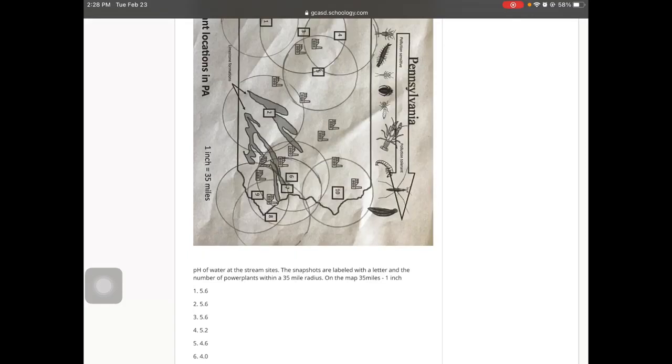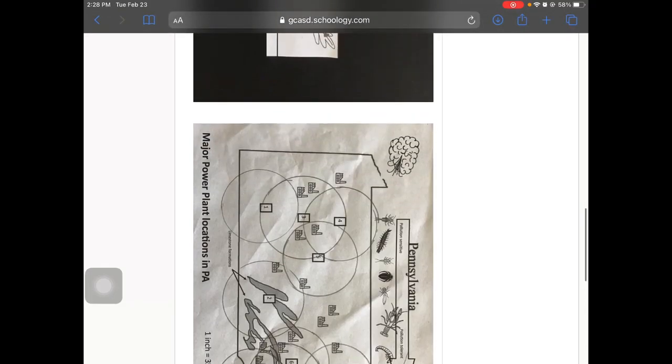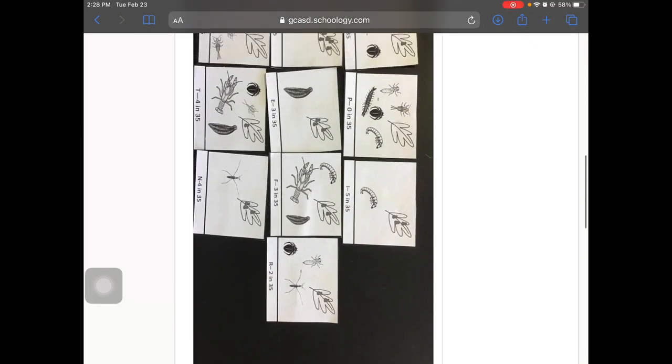Some of the things I'm also going to want to notice is the location of the power plants, if they're within that 35-mile radius, as well as the limestone beds, because limestone has an effect of keeping the pH close to neutral. So I'm going to look at my photographs.